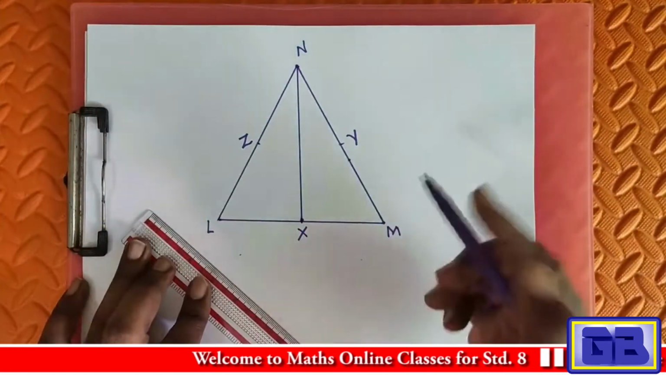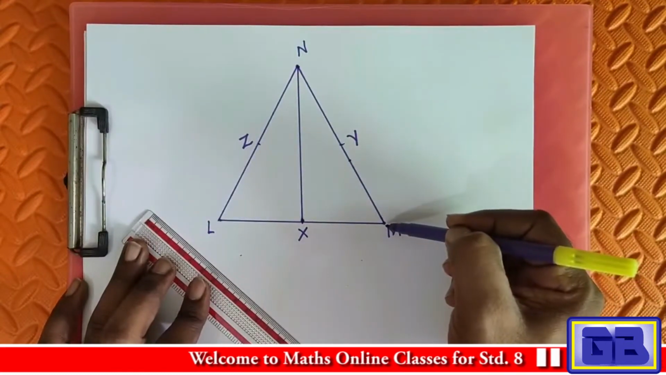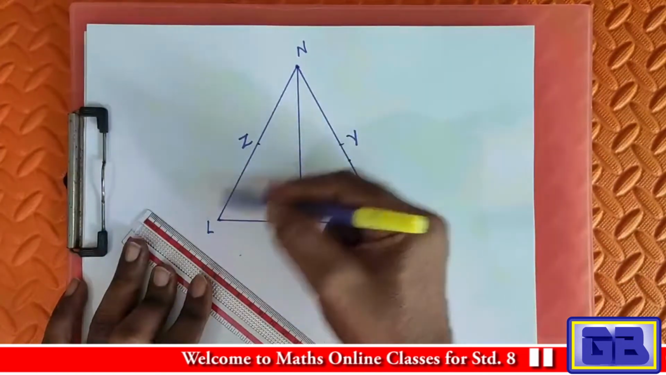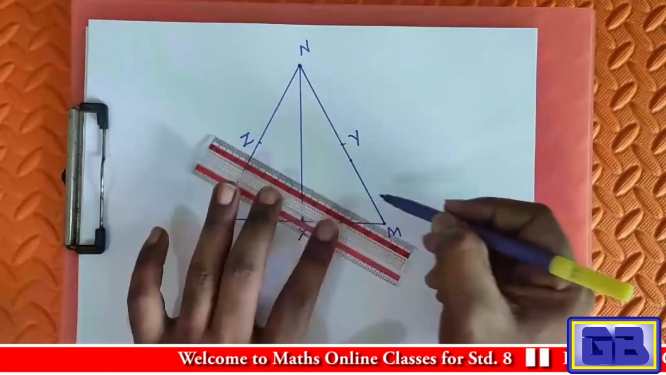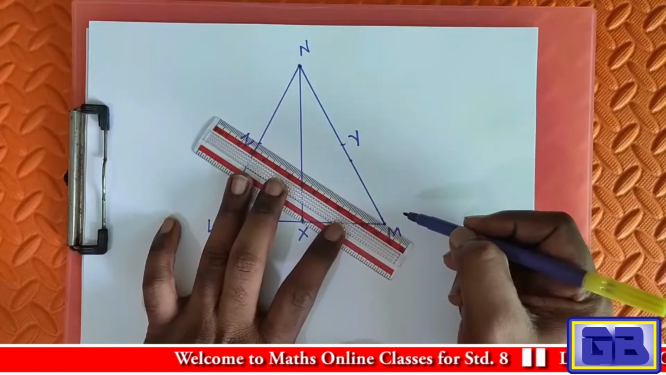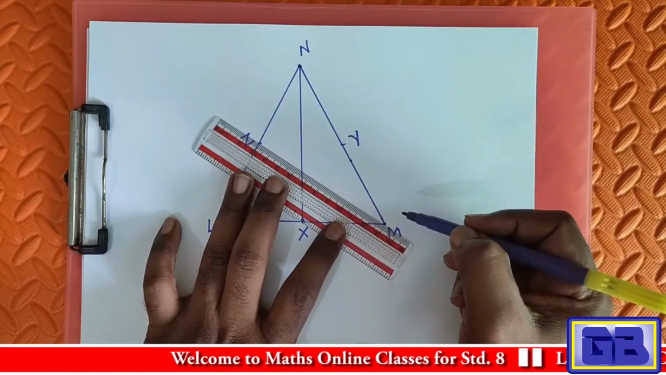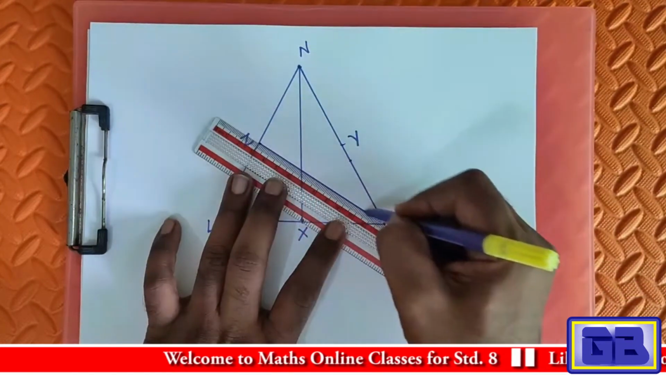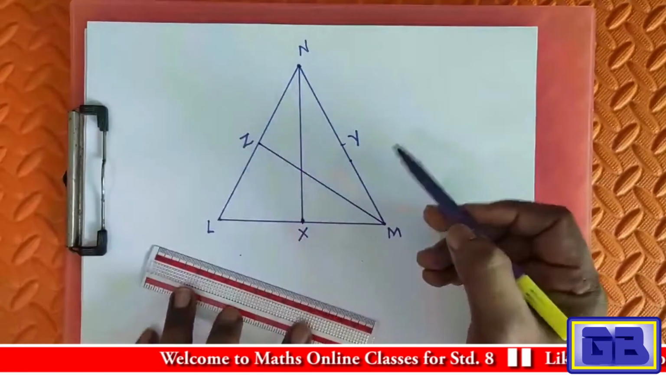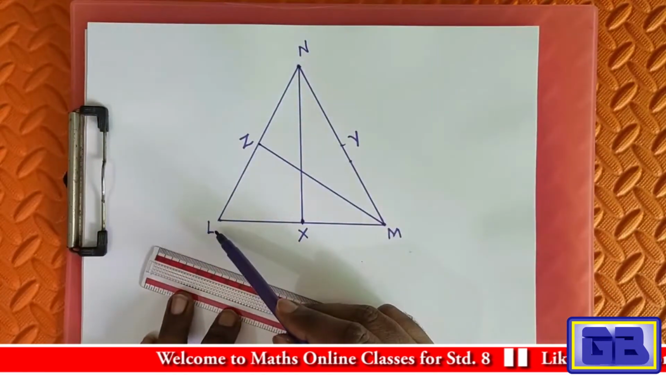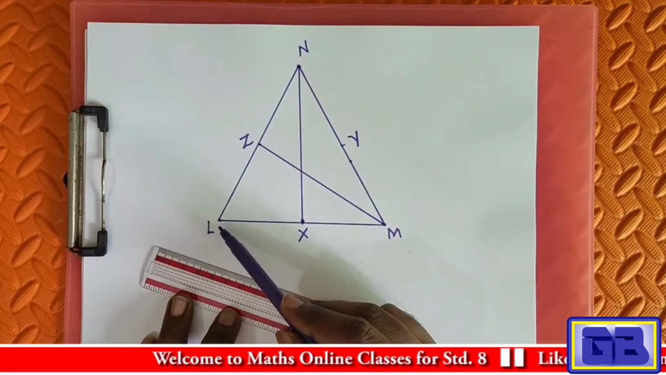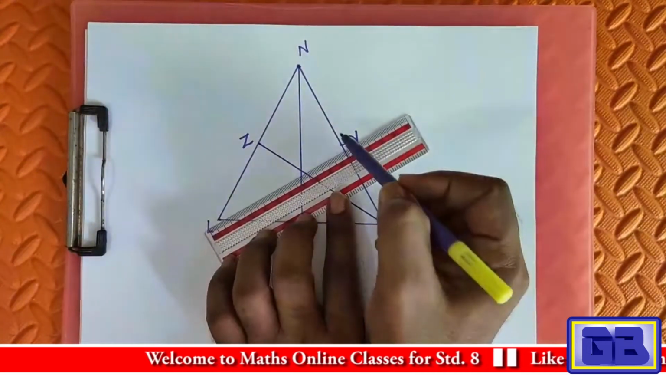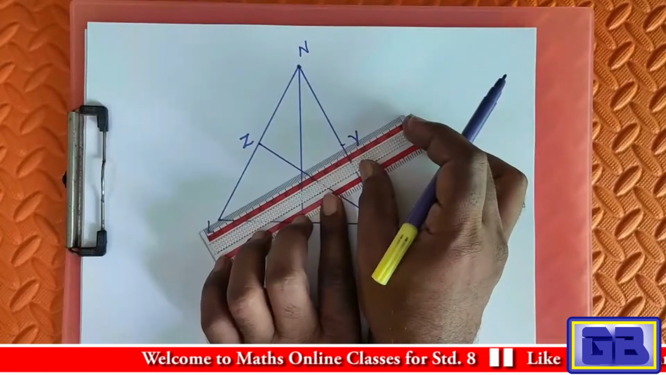First median. From M, you have to draw a median on side LN at midpoint Z. And lastly, from vertex L, we have to draw a median on side MN at midpoint Y.